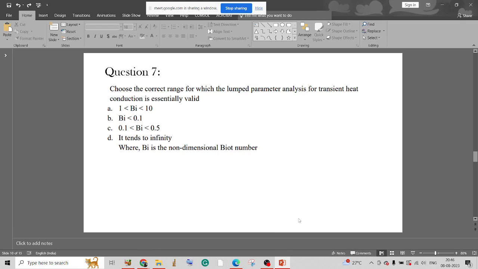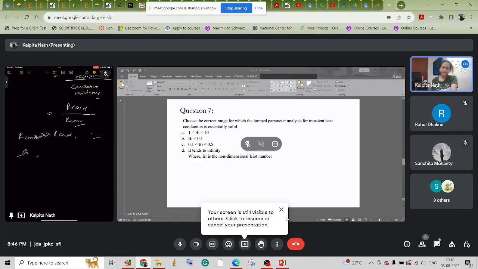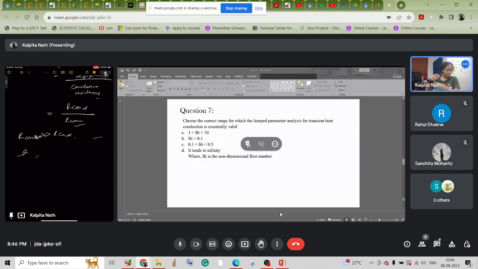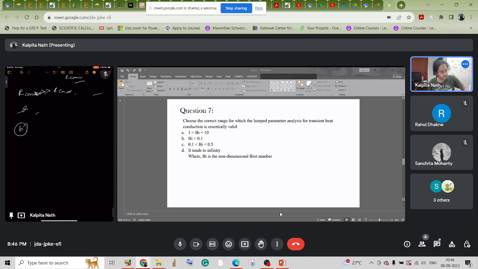Choose the correct range for which the lumped parameter analysis for transient heat conduction is essentially valid. Which of the options is correct? Anyone who wishes to answer? Unmute yourself and answer. Option B. Correct. So this is option B. Then let us proceed to the next question.